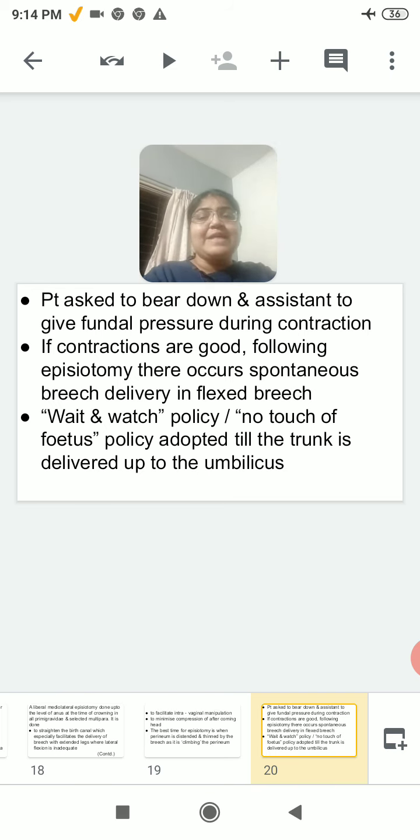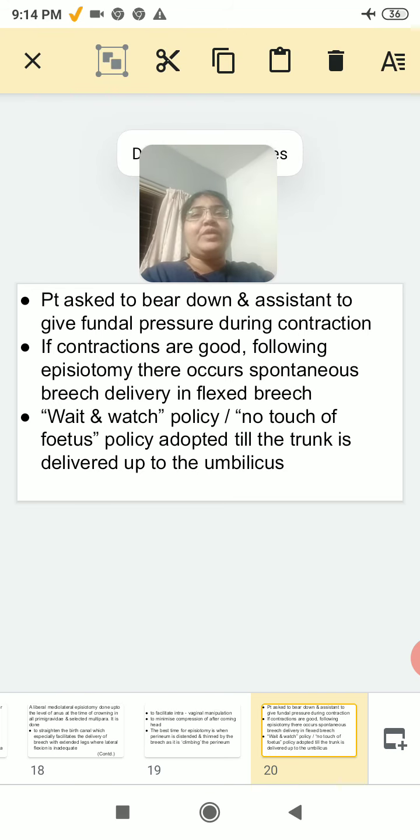Then the patient is asked to bear down and the assistant is asked to give fundal pressure during contraction. You can palpate the contraction through the hardening of the uterus. At that time, the patient is asked to bear down and the assistant is asked to give the fundal pressure. If contractions are good, following episiotomy, there occurs a spontaneous breech delivery in the flexed breech. Flexed breech is when all the fetal body parts are in the attitude of flexion. So if contractions are good, after the episiotomy, within a very short period, spontaneous breech delivery occurs.